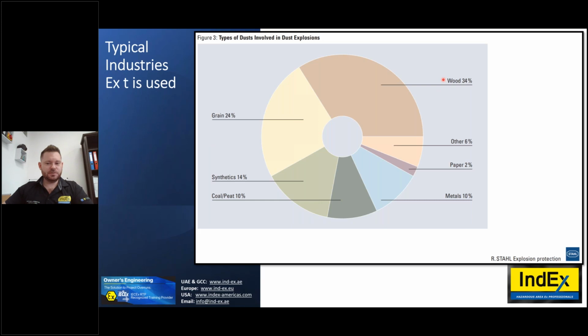In the wood industry and the grain industry. Pharmaceuticals is also in here, but it is an industry that has multiple different possibilities because they do use a lot of gases and liquids that give off vapors. So typical industries in which we see dust explosions are wood and grain, food, sugar, metals is a big one. The most common that we automatically think of is coal, but there is also the paper industry, pulp, and synthetics.